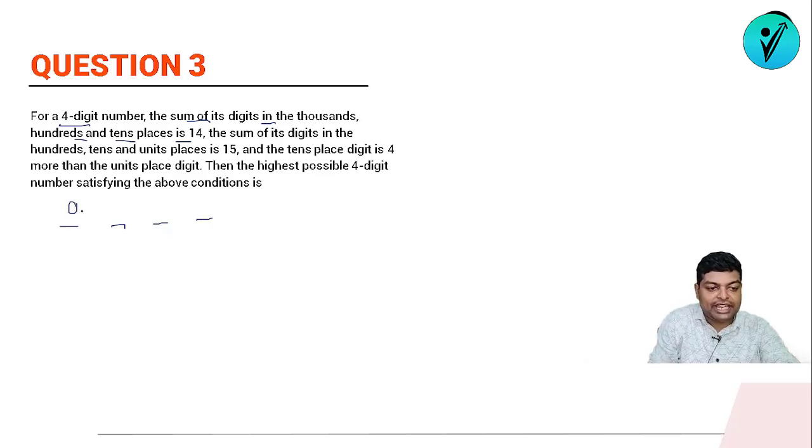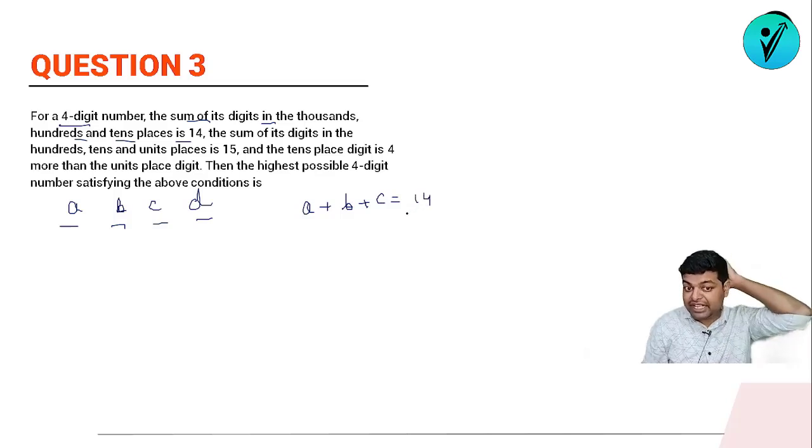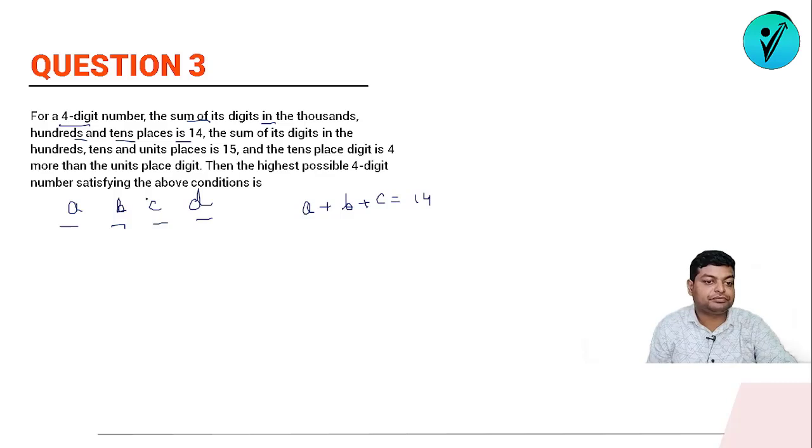Okay, let the 4-digit number be A, B, C, D. Now what it says is the sum of its digits in the thousands, hundreds and tens place. So A plus B plus C should be 14. It has been given that A plus B plus C should be 14. The sum of the digits in the hundreds, tens and units place should be 15. Means B plus C plus D should be 15. And the tens place digit is 4 more than the units place digit. Okay, tens place digit means we can say that C is actually D plus 4.